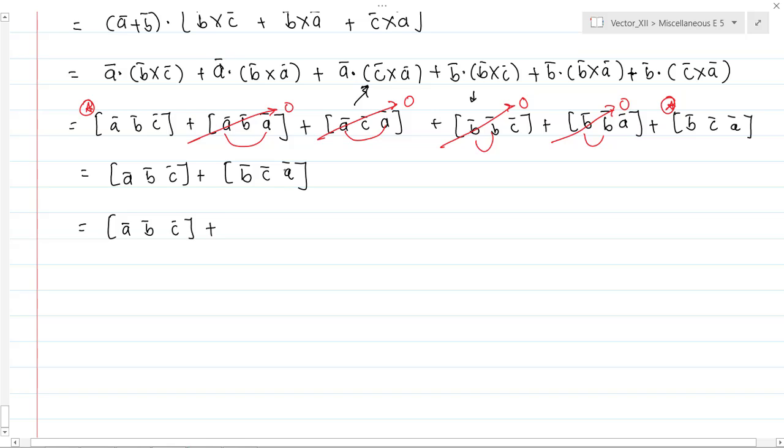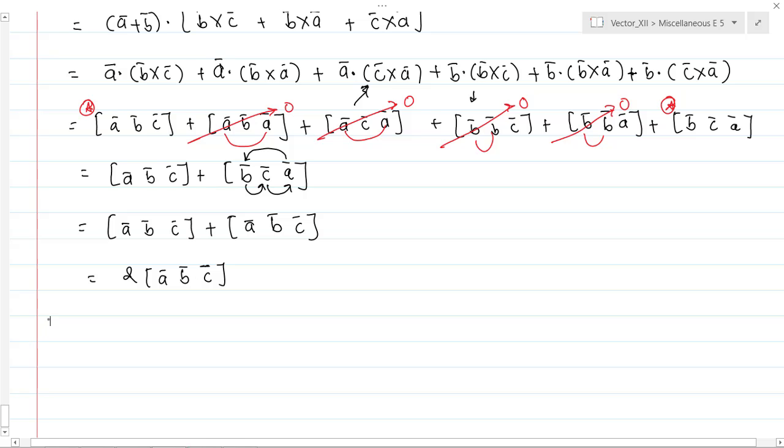And to get a bar, b bar, c bar, what to do here? A has come here, B has come here and C has come here. This is what we call the cyclic change. So if we do this, the box product is still going to be the same. So we have twice of a bar, b bar and c bar. I hope you are getting this. Is it? Yes, perfect. Very good. Now let's see the next one.